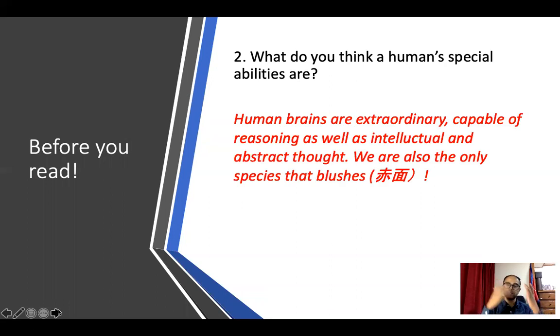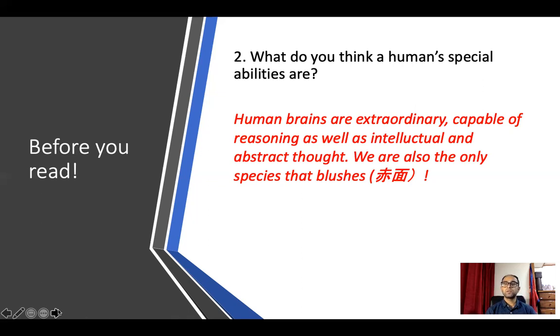We have brains, which is very extraordinary because we are able to reason. So human beings are capable of reasoning as well as intellectual and abstract thought. So we can think carefully, we can think in intellectual ways and abstract ways. Abstract is like, not clear.